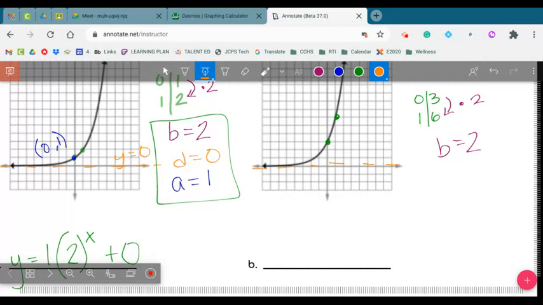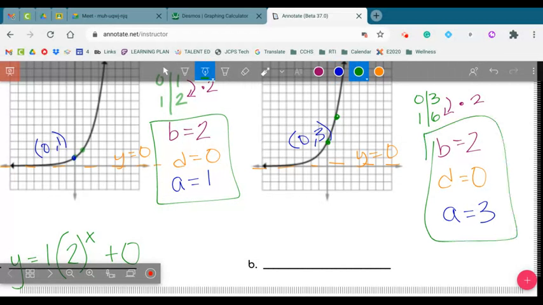Horizontal asymptote is 0, so our d value is 0. And our y-intercept is (0, 3), so my a value is going to be 3. Take all these 3 numbers and plug them into your equation. So you're going to have y equals your a value, which is 3, times your b value to the x, and then plus your d value, which is 0.